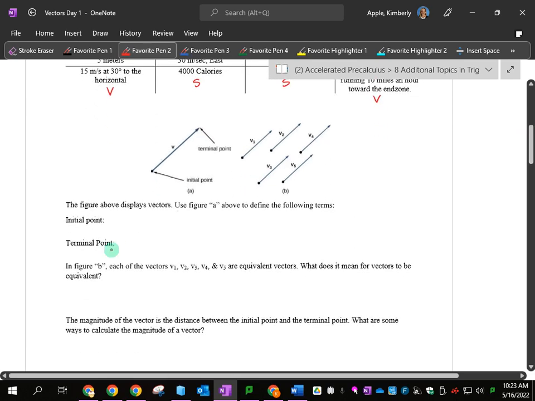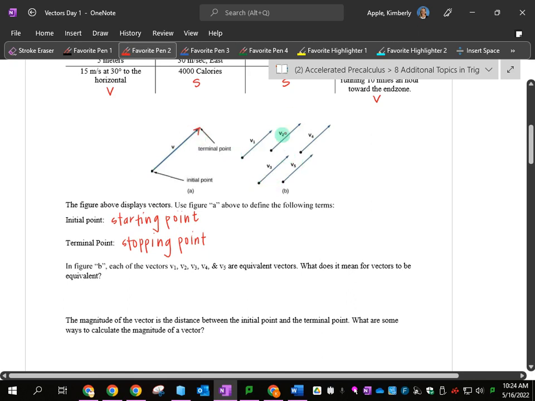Moving on, the next thing it asks us to do is take a look at figure A and identify some sort of definition for the initial and terminal point. Well, the initial point is just the starting point, or where it starts. And the terminal point is just where it stops, the stopping point. Because a vector has a direction and a length, or a magnitude. For that reason, it's a directed line segment. So it doesn't just go either direction. It has a specific direction. That's why the arrow is there.